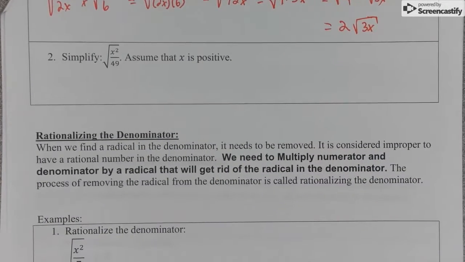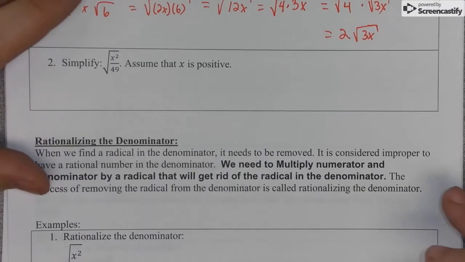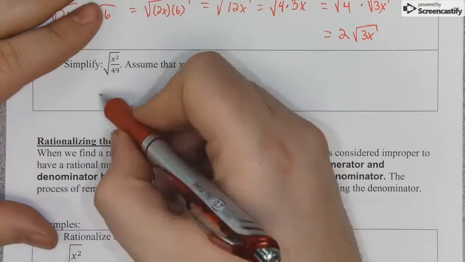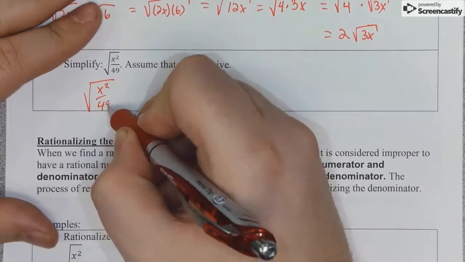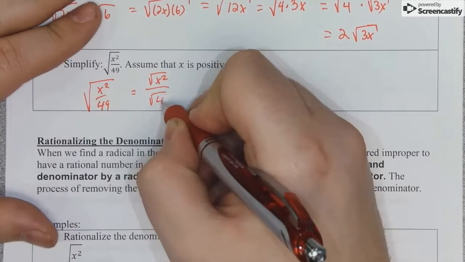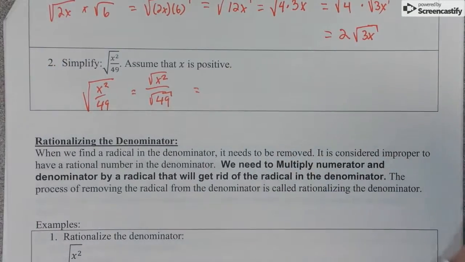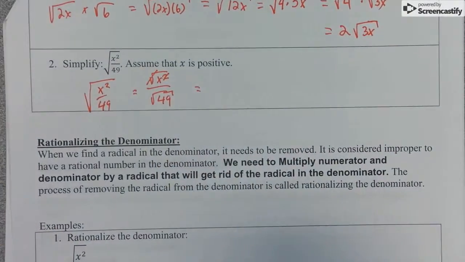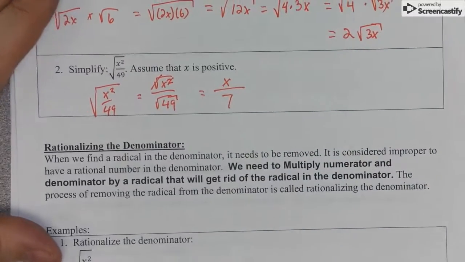Example 2. Simplify the square root of x squared over 49. So again, we're going to use our quotient rule. The quotient rule says that the square root of x squared over 49, we can rewrite as the square root of x squared over the square root of 49. The square root of x squared, well, notice I have a square and I have a square root. Those cancel off, so I'm left with x. And the square root of 49 is just 7. So x divided by 7.